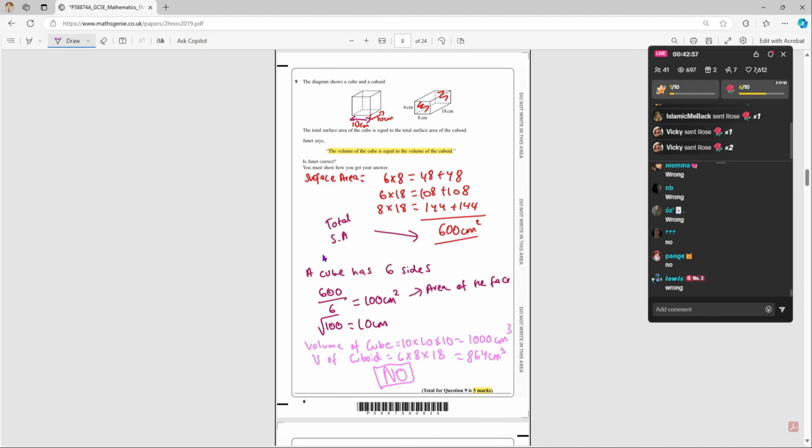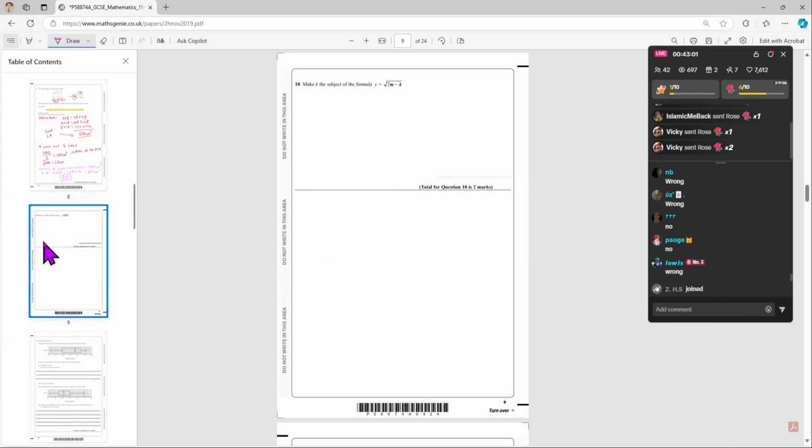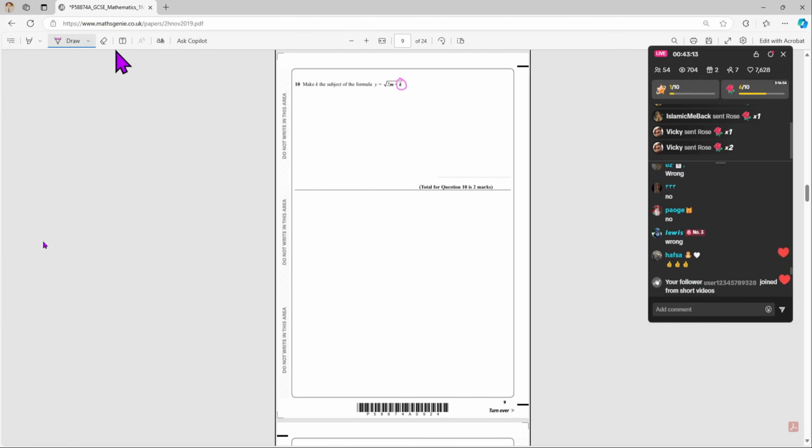So, question number 10. We need to make k the subject of the formula. So y is equal to the square root of 2m minus k. When it says to make something the subject of the formula, we have to make that specific letter on its own on one side of the equal sign.